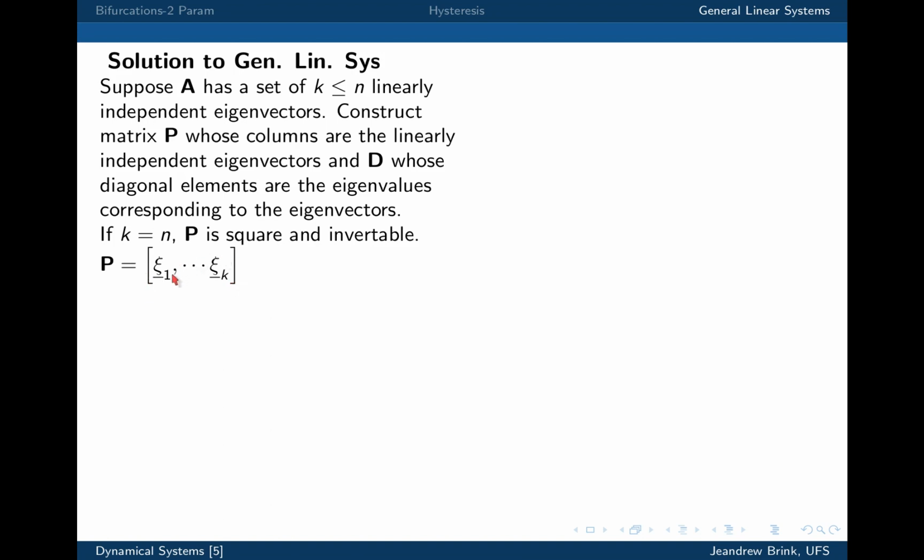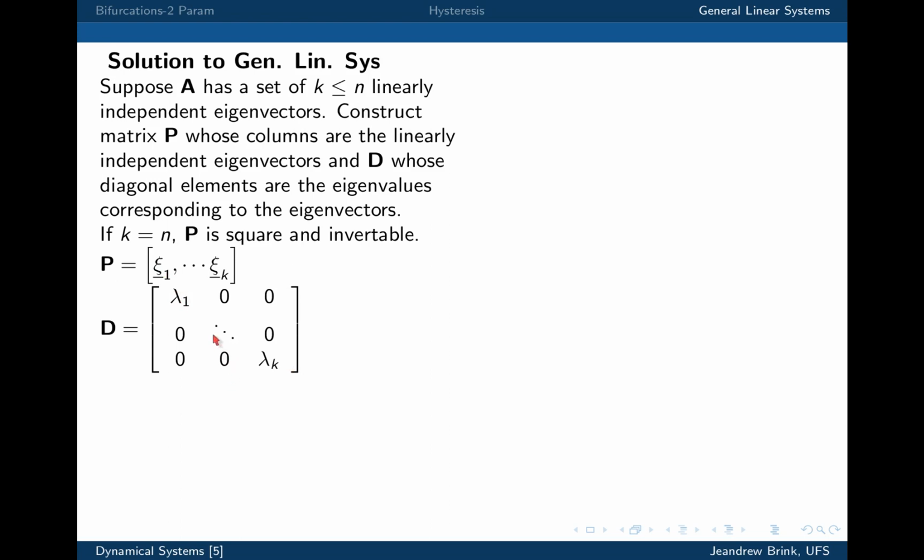Okay, so P is the matrix of eigenvectors, c1 to cK, and we have D, just to write everything out, to be the matrix with the eigenvalues on the diagonal. And so you must be careful: the first eigenvector must correspond to its eigenvalue in D. Okay. And so you have these two matrices.